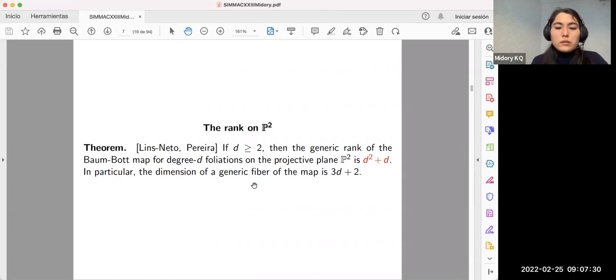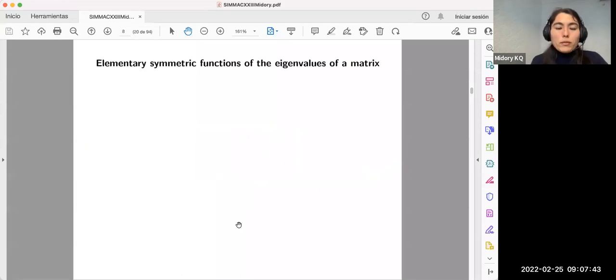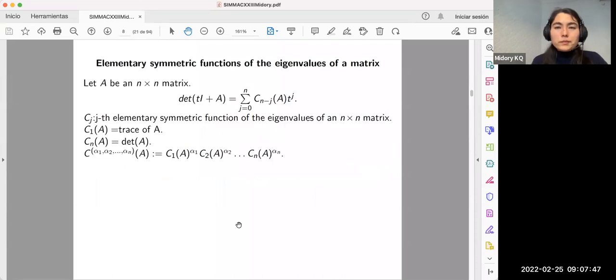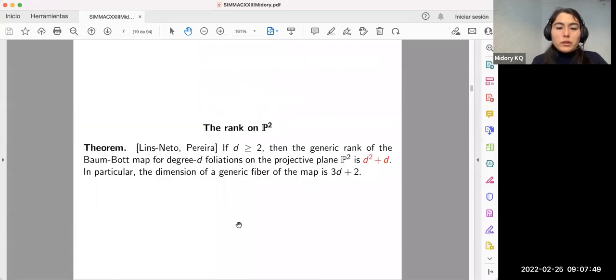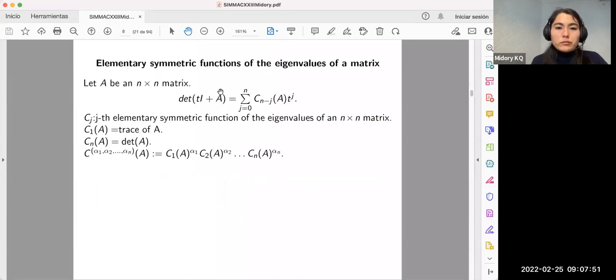So the conclusion is that the Bott formula is the only relation among the Bott indexes on the complex projective plane. And if we want to generalize this concept, first let's review elementary symmetric functions of the eigenvalues of a matrix.